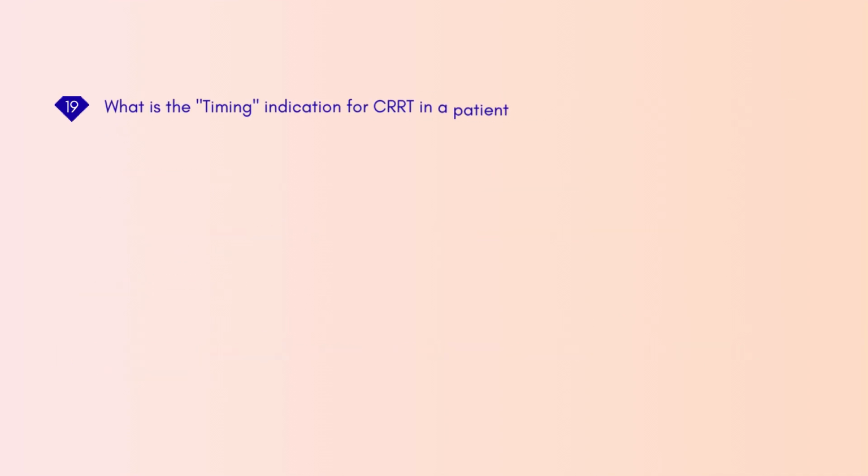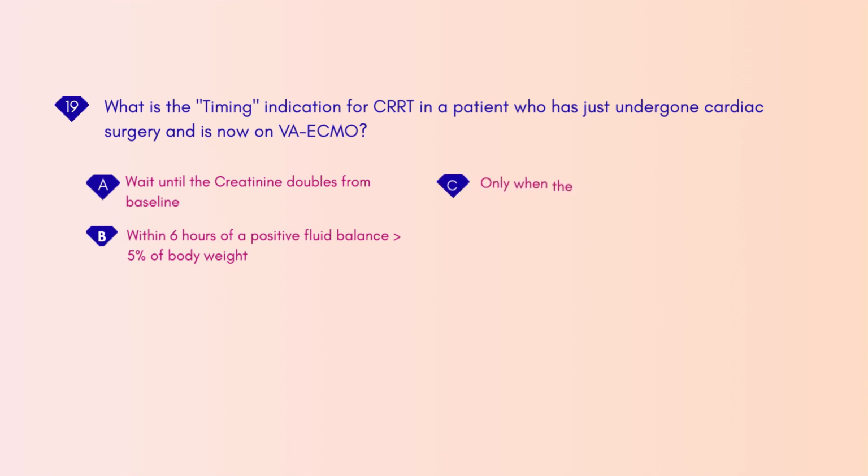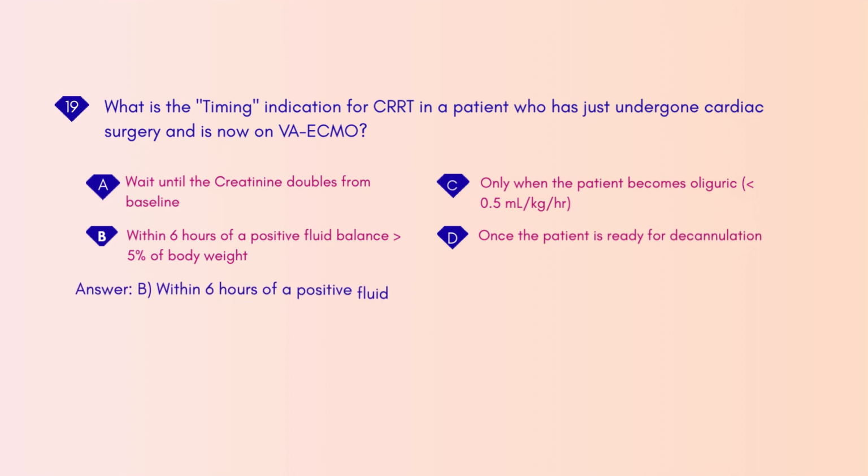What is the timing indication for CRRT in a patient who has just undergone cardiac surgery and is now on ECMO? A. Wait until the creatinine doubles from baseline. B. Within 6 hours of a positive fluid balance greater than 5% of body weight. C. Only when the patient becomes oliguric, less than 0.5 milliliters per kilogram per hour. D. Once the patient is ready for decannulation. Answer: B. Within 6 hours of a positive fluid balance greater than 5% of body weight.